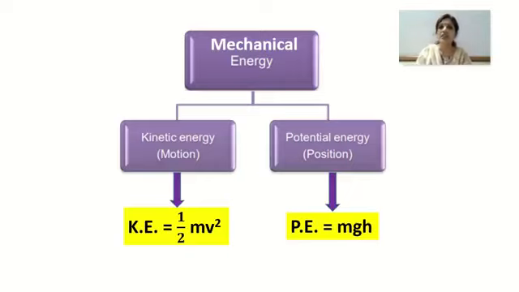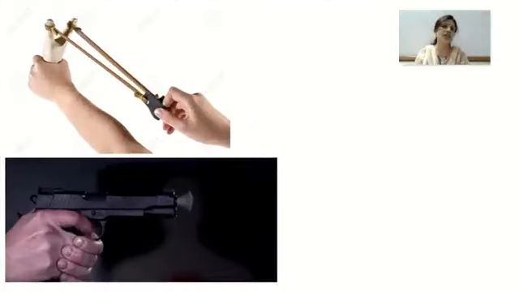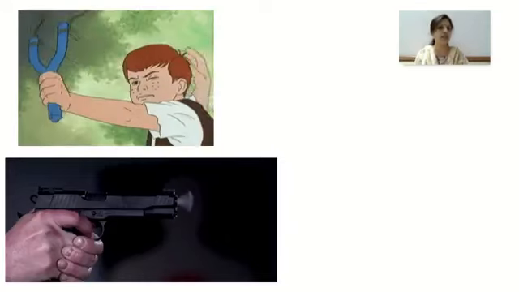Now let's understand some examples of potential as well as kinetic energy. When you pull the catapult in this manner, when you stretch the strings of the catapult, it has potential energy. And the moment you leave the string, it goes ahead and moves like this. So the potential energy stored in the string gets converted into kinetic energy.